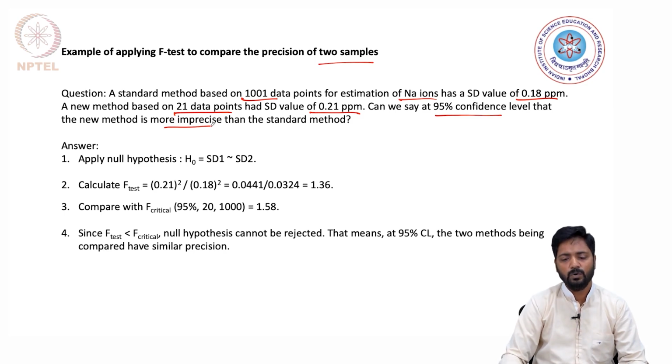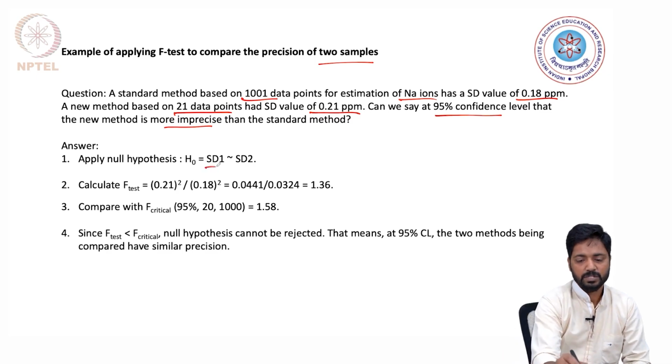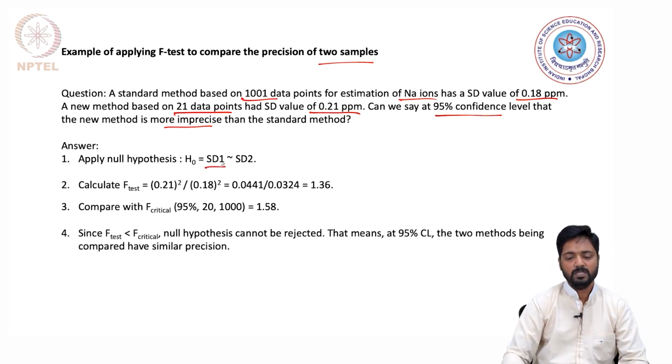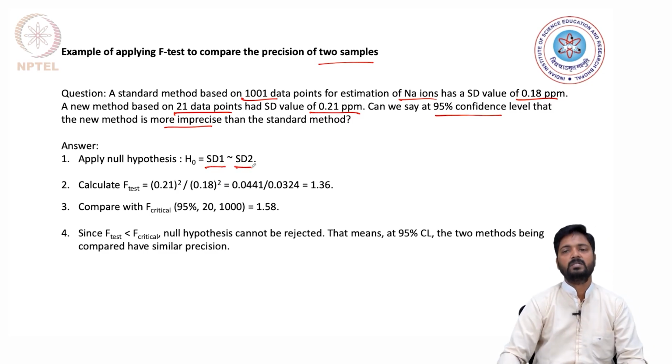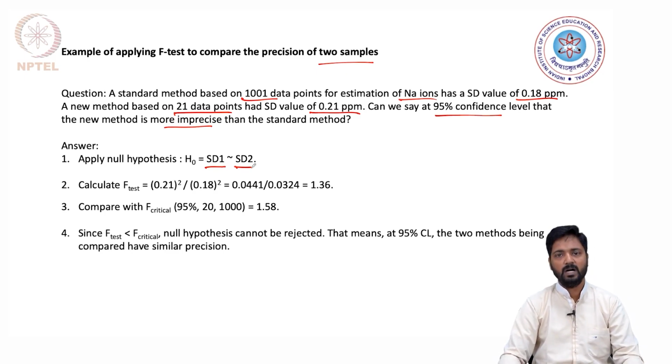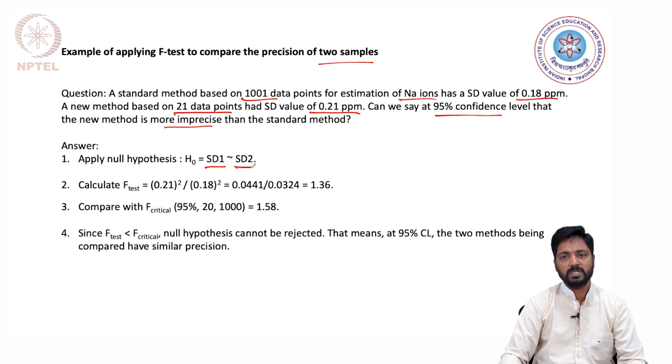So how do we approach this problem is that we first apply the null hypothesis, and the null hypothesis presumes that the standard deviation for the reference and the test methods are similar. That means the 2 methods are indeed similarly precise in giving their results with regards to the sodium ions present in the samples being analyzed.